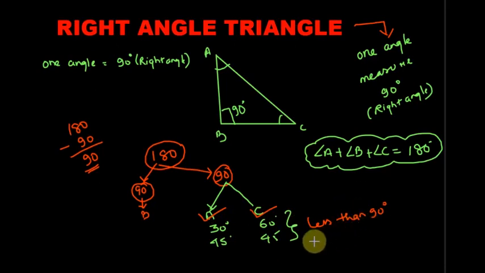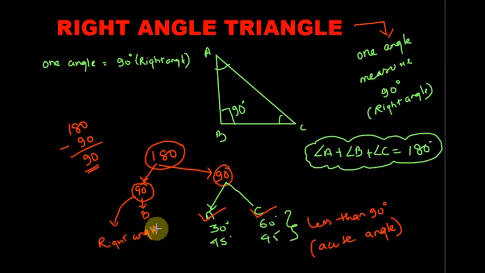And less than 90 degree is known as what angle? It is known as an acute angle, right? Even this we have learned in lower classes. So less than 90 degree is known as an acute angle. And what about 90 degree? Exactly 90 degree is known as what? Right angle, right? Exactly 90 degrees is known as a right angle.